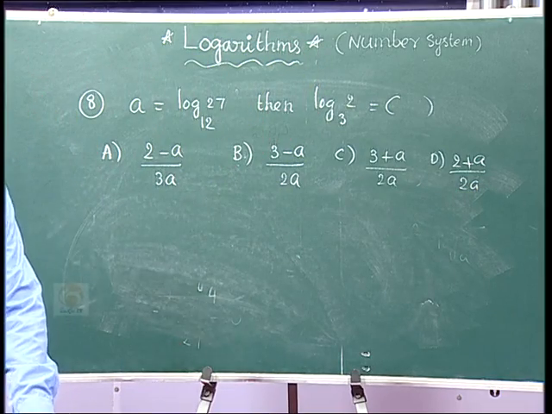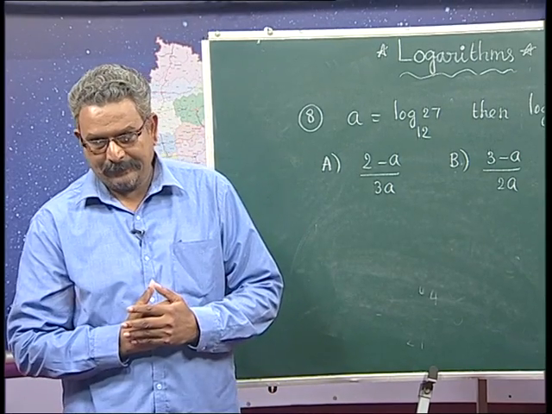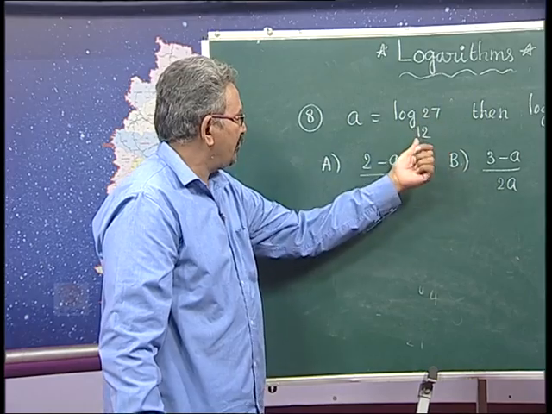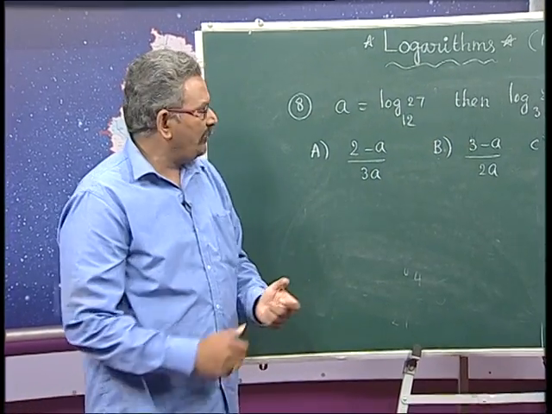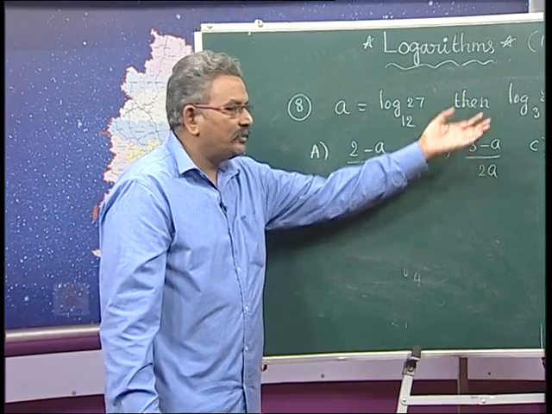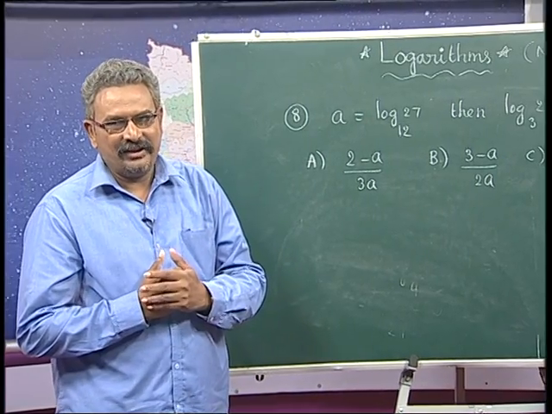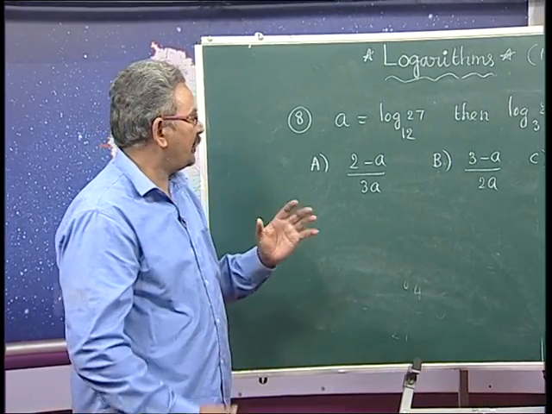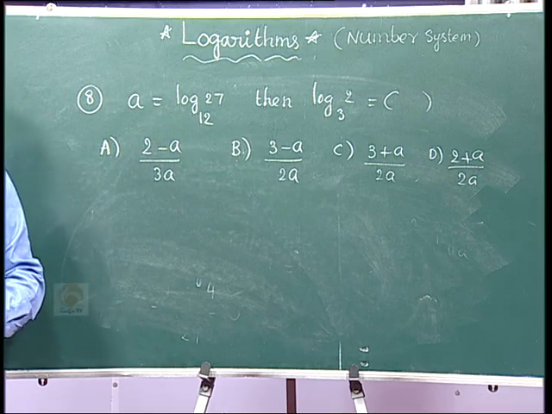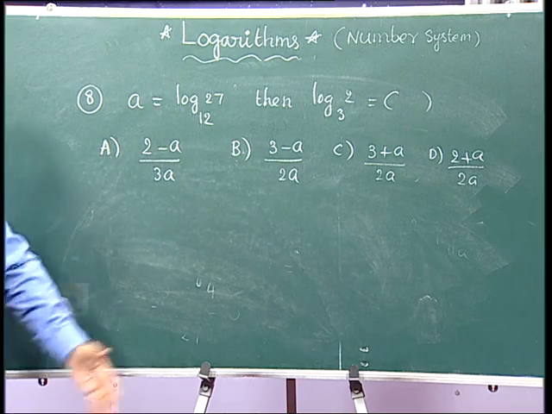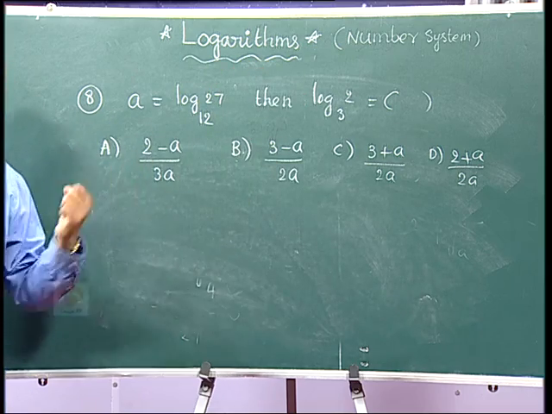So, that means in this problem, let us have some discussion. Log 27 to the base 12 is given in terms of a, and we are asked to find out the value of log 2 base 3 in terms of a only. So, that means first of all let us simplify this log 27 to the base 12 in terms of 2 and 3, so that we get the value of log 2 base 3. Okay, shall we do the problem? Okay, let us do it.